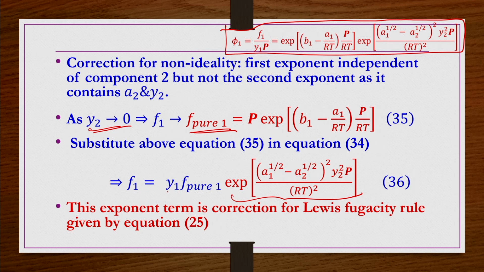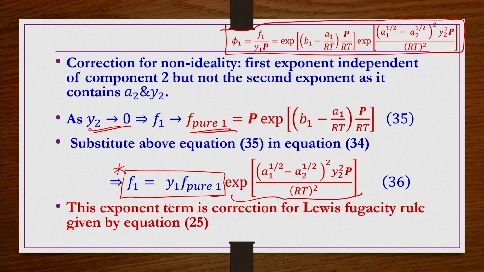So, F1 is equal to Y1 F pure 1 exponential of square root of A1 minus square root of A2 whole square, Y2 square P by RT square. And in this expression we know that Fi is equal to Yi F pure i, which we derived a few slides before. It is known as the Lewis-Fugacity rule, obeying Amagat's law, that is V capital V is equal to sigma Ni Vi. Then Fi is nothing but Yi multiplied by F pure i.